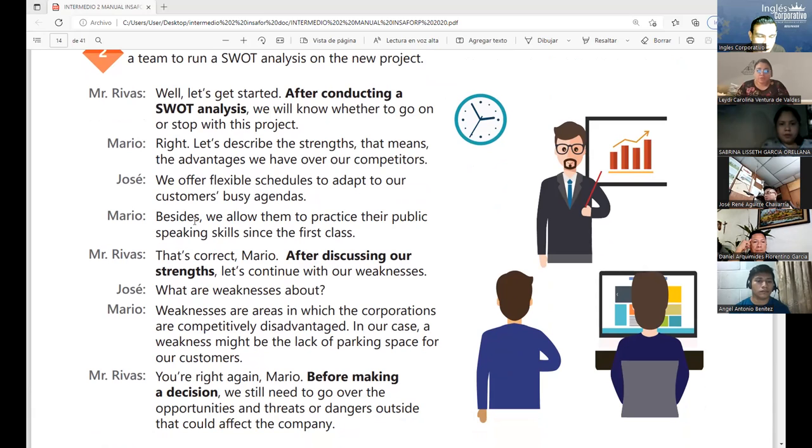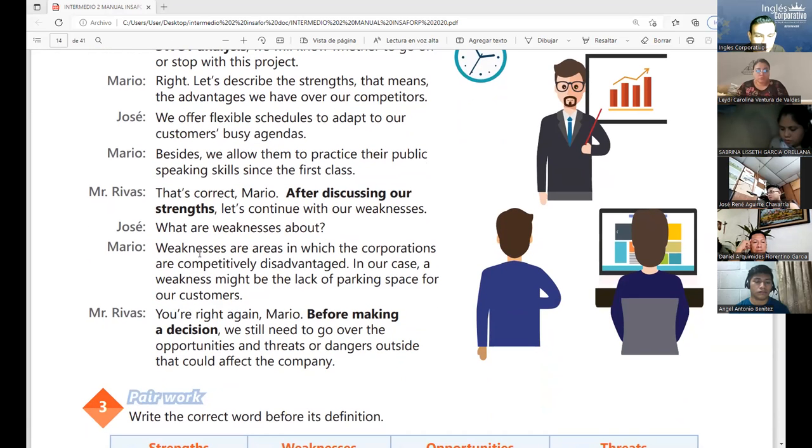After discussing our strengths, let's continue with our weaknesses. What are weaknesses about? Weaknesses are areas in which the corporations are competitively disadvantaged. In our case, a weakness might be a lack of parking space for our customers. You're right again, Mario. Before making a decision, we still need to go over the opportunities and threats or dangers outside that could affect the company.